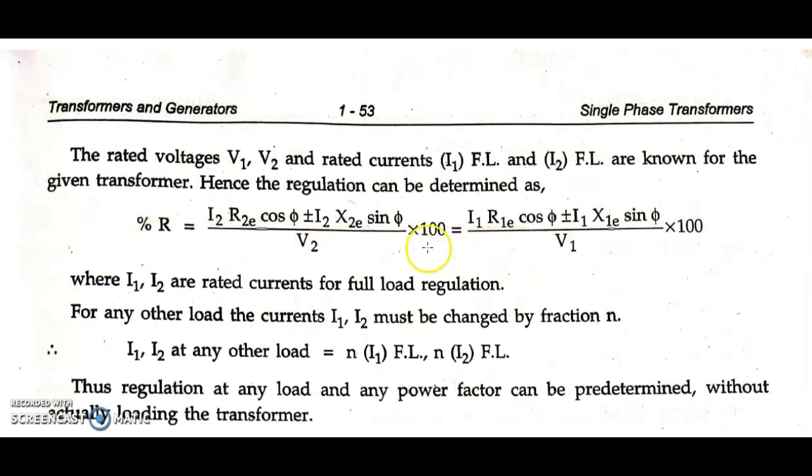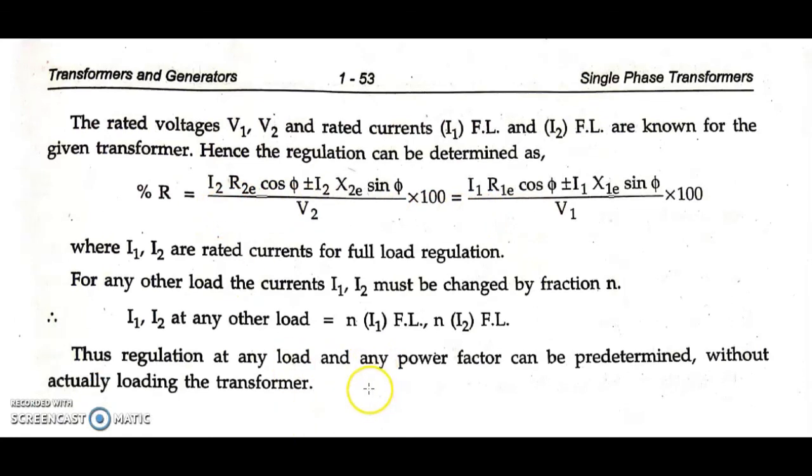If you want to calculate regulation at any load condition, then you need to multiply the n parameter on the numerator side. That is, n I2 R2e cos phi plus or minus n I2 X2e sin phi. Similarly, n I1 R1e cos phi plus or minus n I1 X1e sin phi, divided by V1, into 100. Again cos phi is the power factor at any load. Depending upon your need, you can substitute the value of power factor and calculate the regulation of that particular transformer. Thus regulation at any load and any power factor can be predetermined without actually loading the transformer.